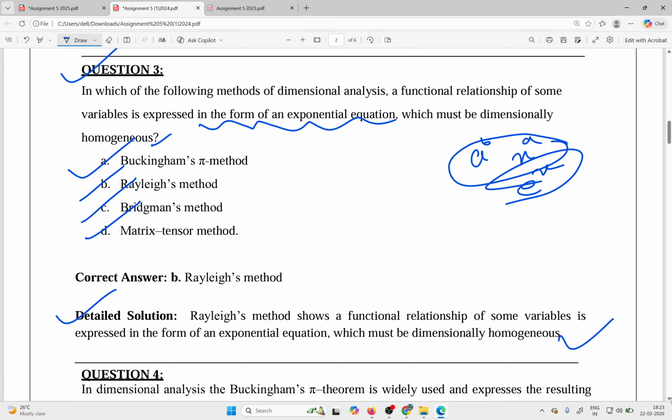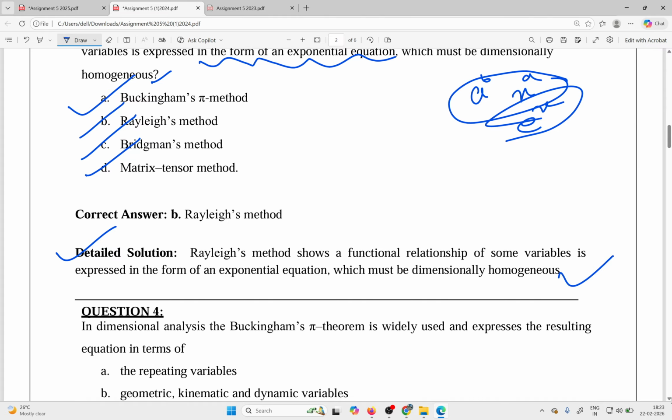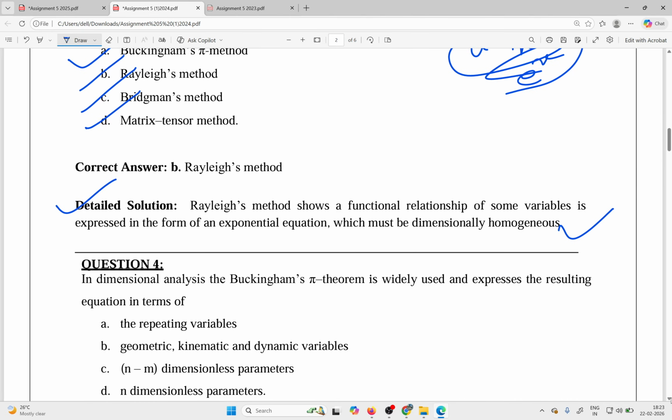Okay, so now we'll move on to the next one. The next question is about the Buckingham Pi theorem. In dimensional analysis, Buckingham's pi theorem is widely used and expresses the resulting equation in terms of the repeating variables, option B, geometric, kinematic and dynamic variables, option C, n minus m dimensionless parameters, option D, n dimensionless parameters. So just think on that.